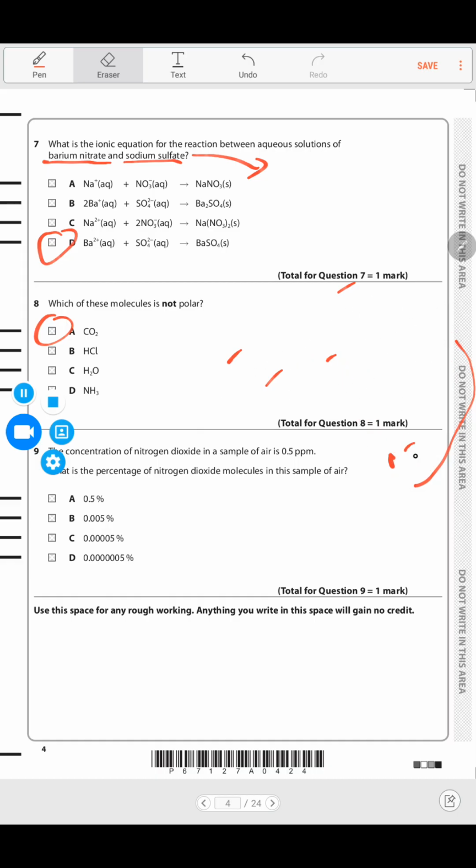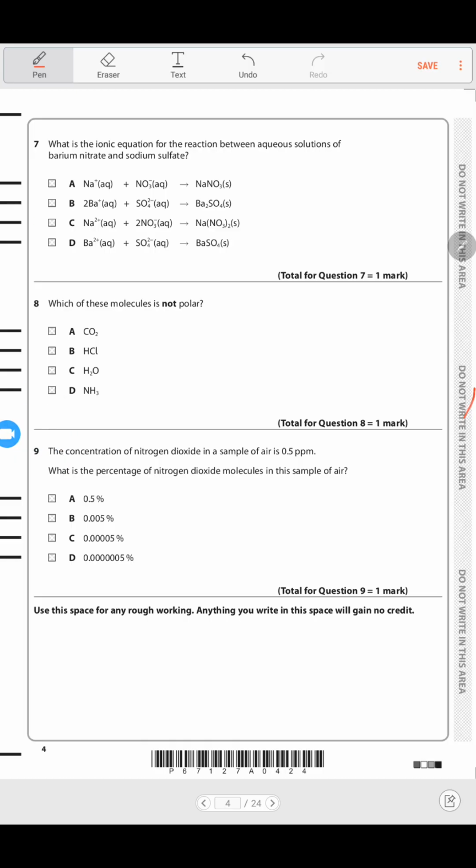Okay, moving to question number 9. Let me erase all this first. Question number 9: the concentration of nitrogen dioxide in a sample is 0.5 ppm. So how do we get ppm? We have a gas, so we take the volume of the gas, let's say V, over the volume of air, times 10 to the power 6. That's how we calculate the concentration of a gas in ppm.